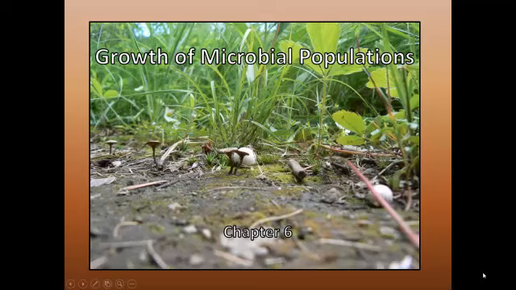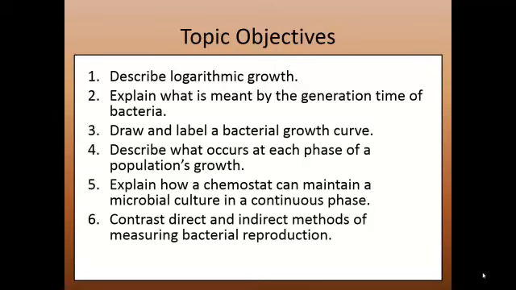Chapter 6, Growth of Microbial Populations. The learning objectives for this topic are: describe logarithmic growth, explain what is meant by the generation time of bacteria, draw and label a bacterial growth curve, describe what occurs at each phase of a population's growth, explain how a chemostat can maintain a microbial culture in a continuous phase, contrast direct and indirect methods of measuring bacterial reproduction.